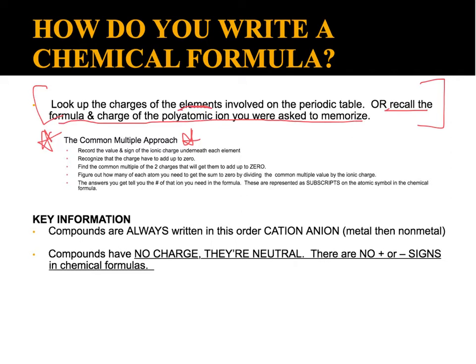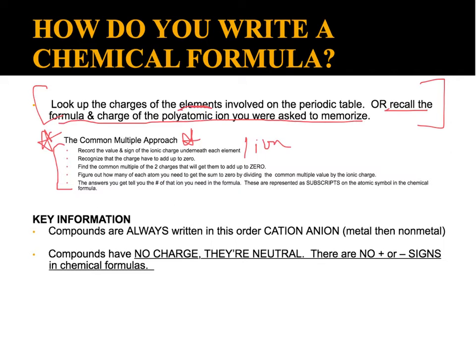Okay, so these are the steps you're going to see me doing as I go through some examples on the next slide. I'm going to look up the charge, and I'm going to write it underneath the element or the ion. And I'm going to recognize, remember, that the charges in an ionic compound have to add up to 0. So I've got to figure out what I have to get the positive charge and the negative charge to be to cancel each other out. And they're going to be a multiple of each other.